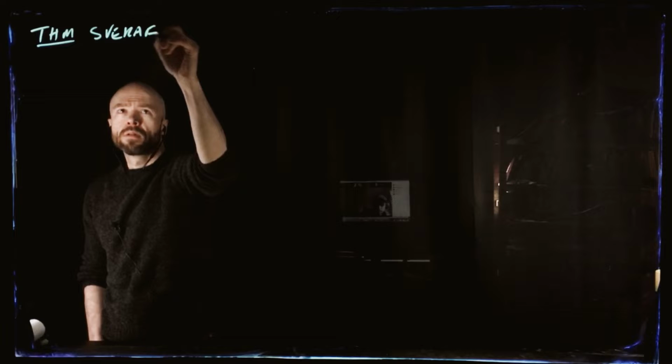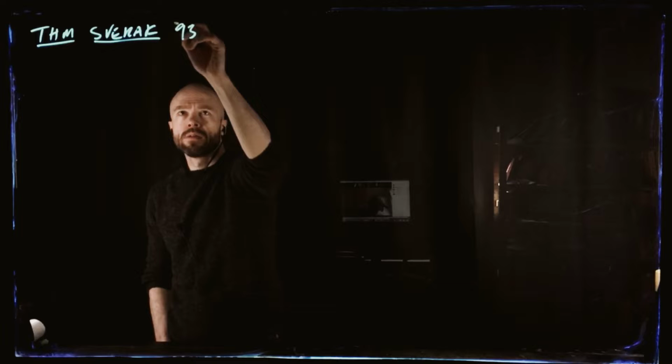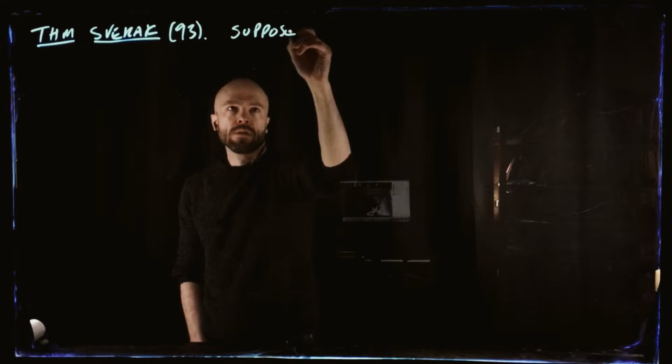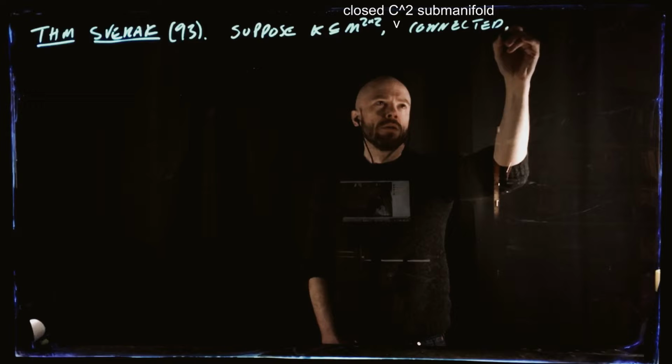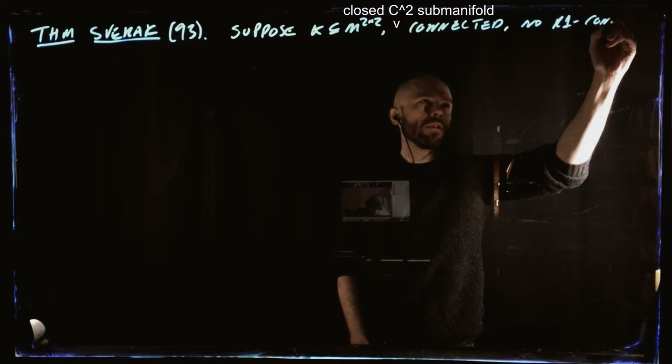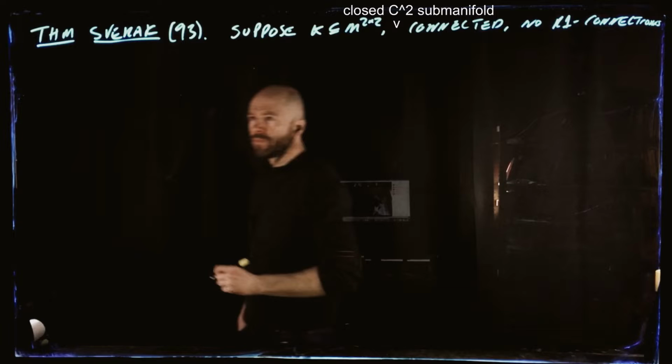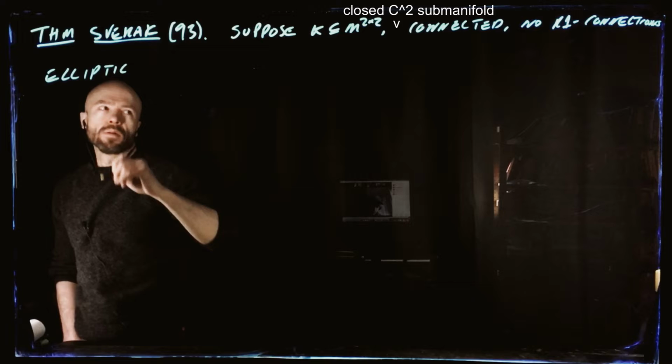And this is, I think, from '93. Suppose K is contained within 2 by 2, connected, no R1 connections, rank 1 connections. Elliptic, which I'll explain what it means in a second.